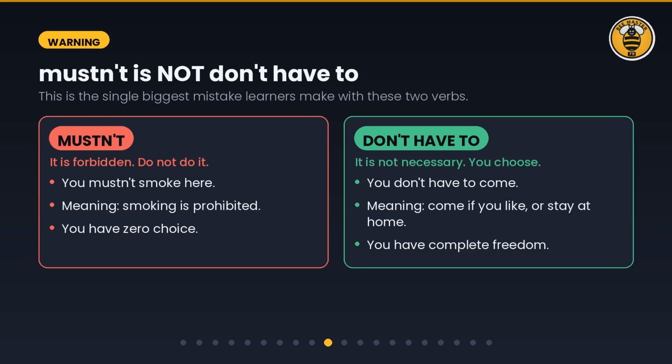But don't have to means it is simply not necessary. You don't have to come. Come if you like, or stay at home. You have complete freedom. Prohibition on one side, free choice on the other.